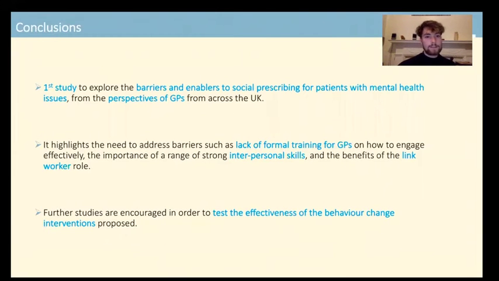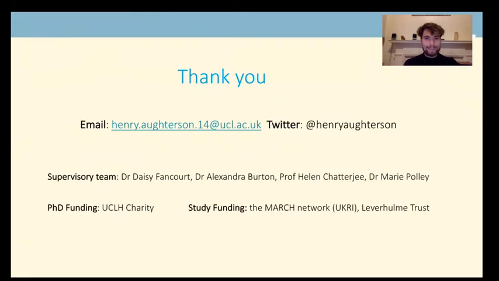So this is the first study to explore the barriers and enablers to social prescribing for patients with mental health issues from the perspectives of GPs from across the UK. So it highlights the needs to address barriers such as lack of formal training for GPs on how to engage effectively, the importance of a range of strong interpersonal skills, and the benefits of the link worker role. And further studies are encouraged to test the effectiveness of the behaviour change interventions proposed. So thank you very much for listening.